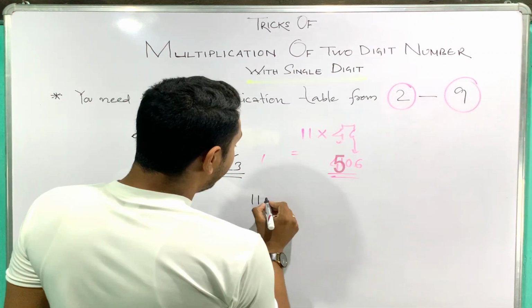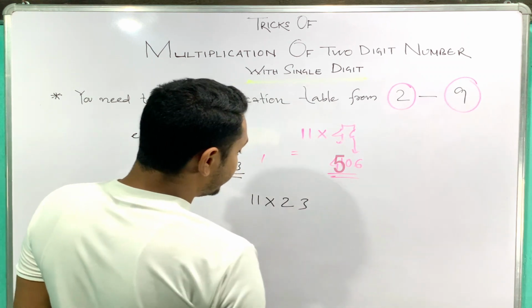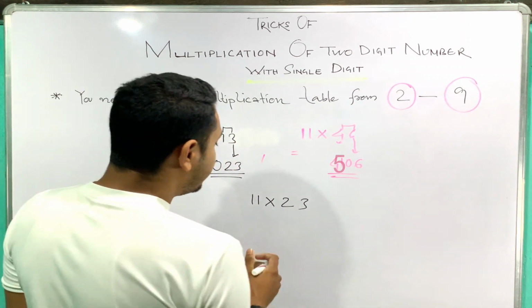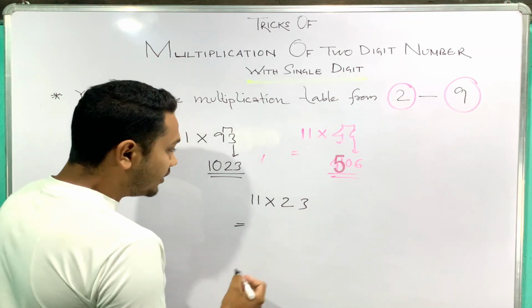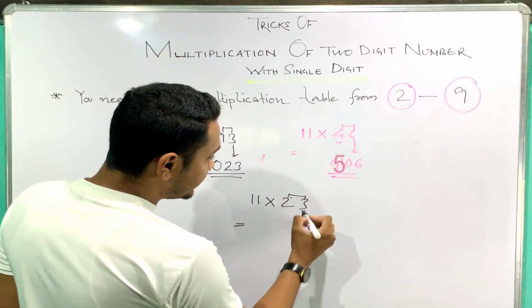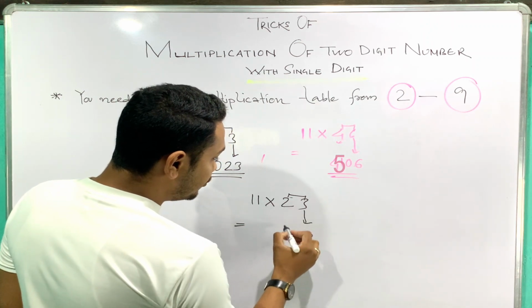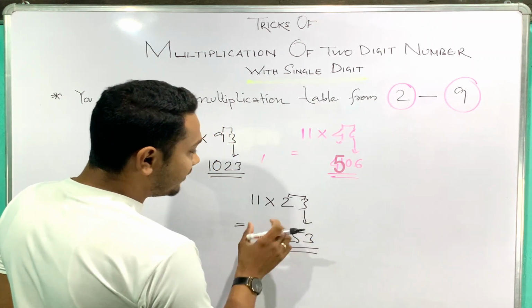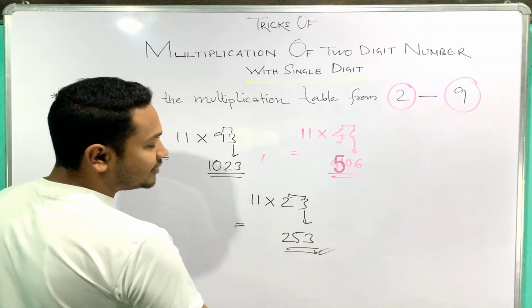Next example, 11 into 23. If someone asks you 11 into 23 is how much, then just have a look. I will put this 3 as it is. Next, 3 plus 2 is how much, 5. Then 2 will come as it is. This is the answer. 11 into 23 is equal to 253, right?